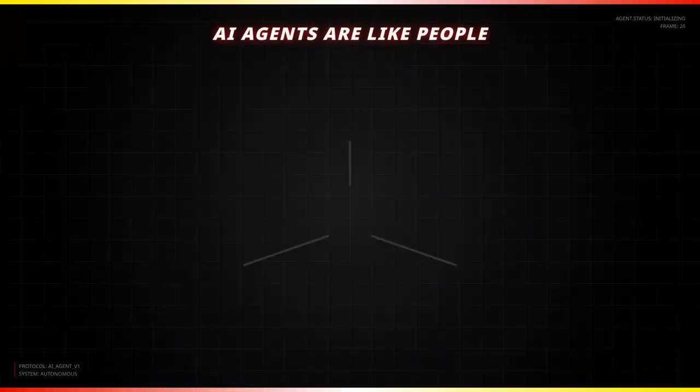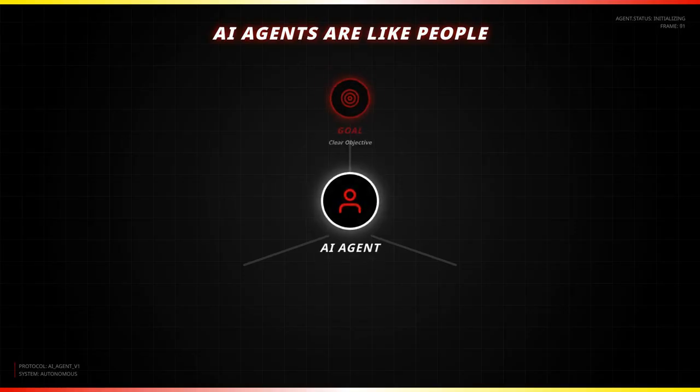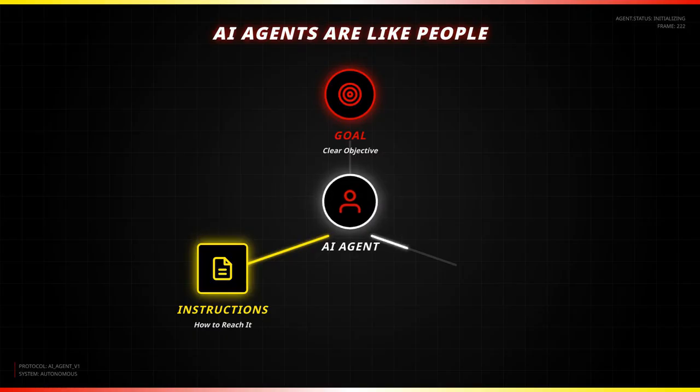To summarize, AI agents are like people with a goal, instructions on how to reach it, and tools you provide. They execute the task by themselves. Obviously, this makes them more prone to mistakes, but also more valuable when you instruct them properly.